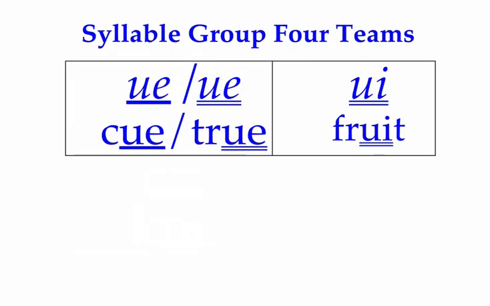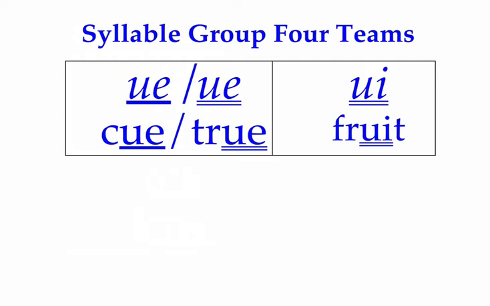Finally, we have UE and UI. Remember, U has two long sounds. The first long sound for U is "yoo," as in cue. The second long sound for U is "oo." When UE represents the first long sound of U, as in cue, underline the UE team once. When UE represents the second long sound of U, as in true, double underline UE. Finally, UI only represents the second long sound of U, as in the word fruit.